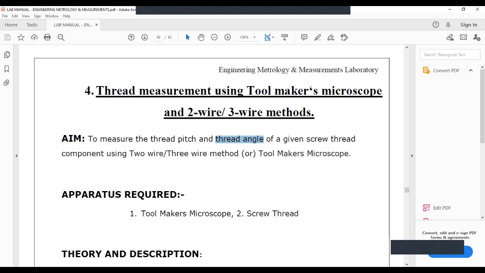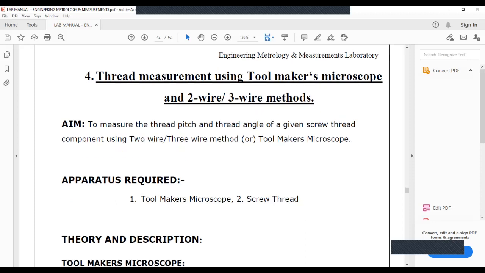So with that intention, we are treating it as measuring the thread pitch and thread angle of a given screw thread component using the toolmaker microscope. Within this experiment, we are going to utilize the toolmaker microscope as our device, and our specimen is the screw thread. With the combination of this device and the specimen, we are going to find out the thread pitch and thread angle.